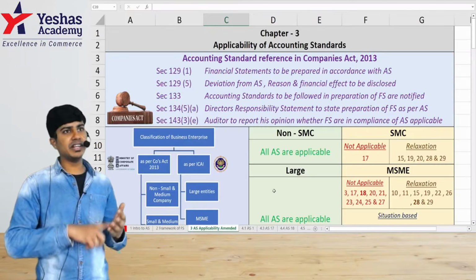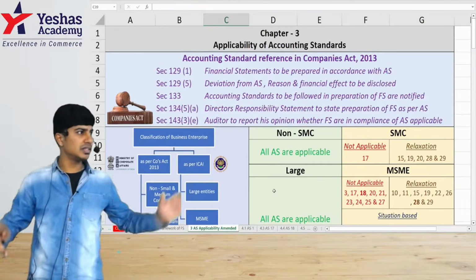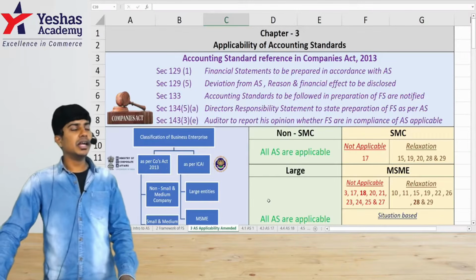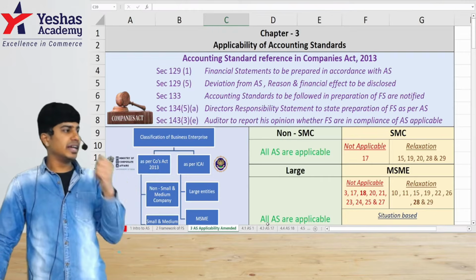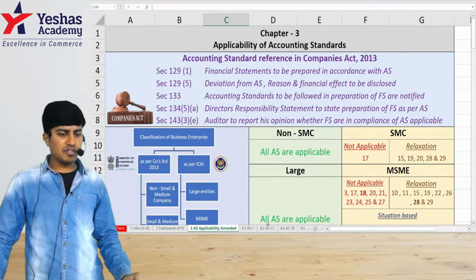September 25, Jan 26, May 26 and onwards. This is the new applicability. And after this amendment, this topic has become much simpler than how it was in the past. Let's start from the beginning.